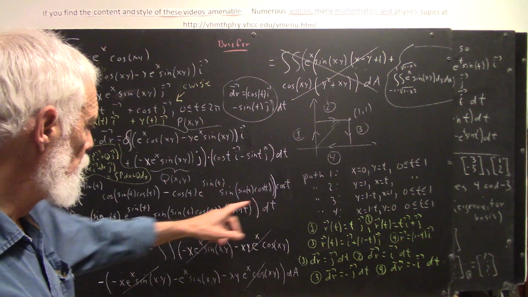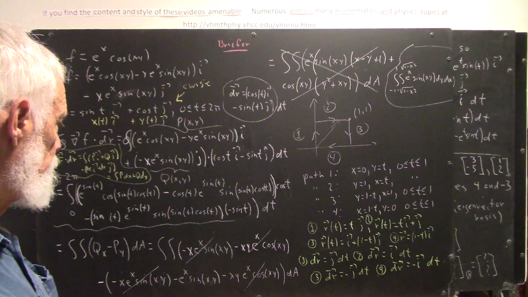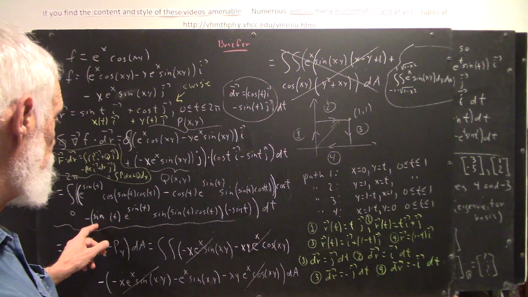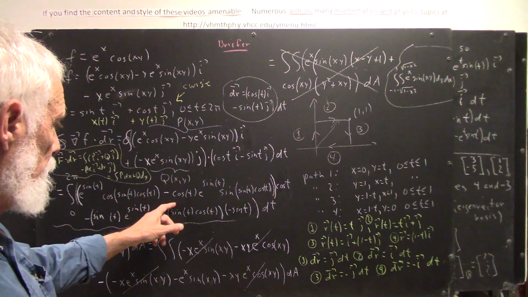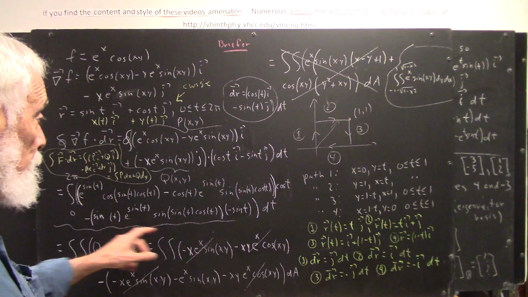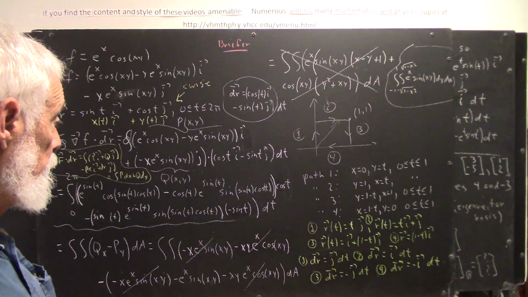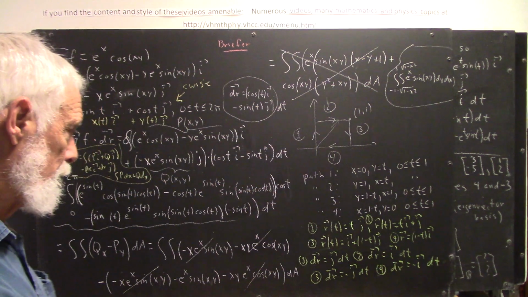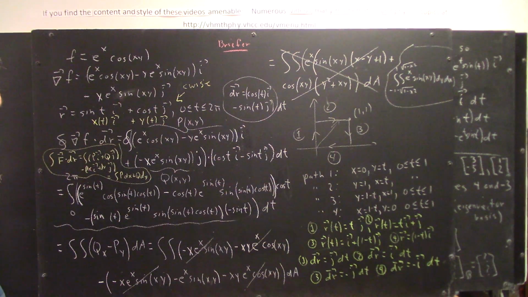If I multiply this cosine by this cosine, I have a cosine squared. This sine times this sine gives me a sine squared, times this sine gives me a sine squared, so I have a cosine squared and a sine squared, both with negative signs, on the e to the sine t term, e to the sine t times the sine of sine t cosine t. I don't know if that's going to help.